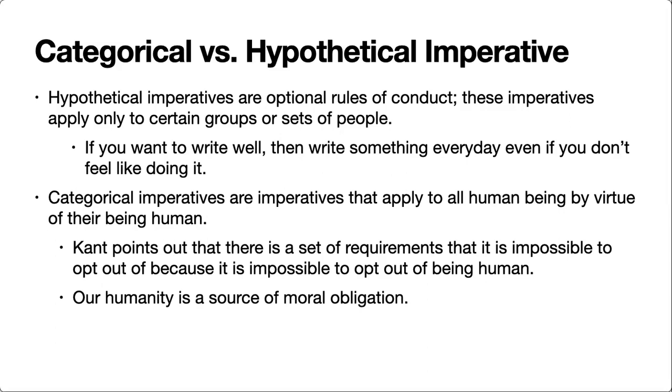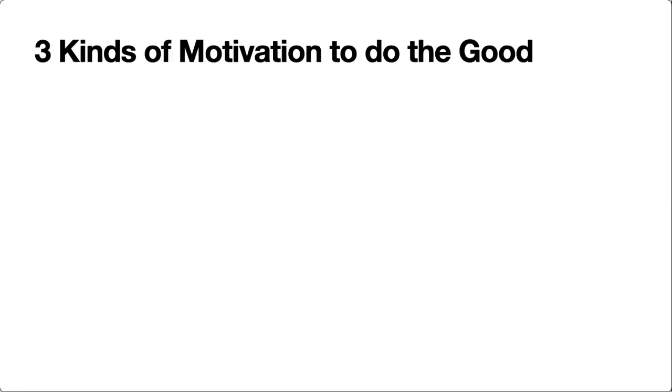So let's now talk about the motivations to do the good, so you can be a bit clearer about Kantian deontology and about this business of abiding by or following the categorical imperative. Okay, so let's talk about three kinds of motivation to do the good. So again, we are considering the idea of motivation, or the reason behind an action, right?